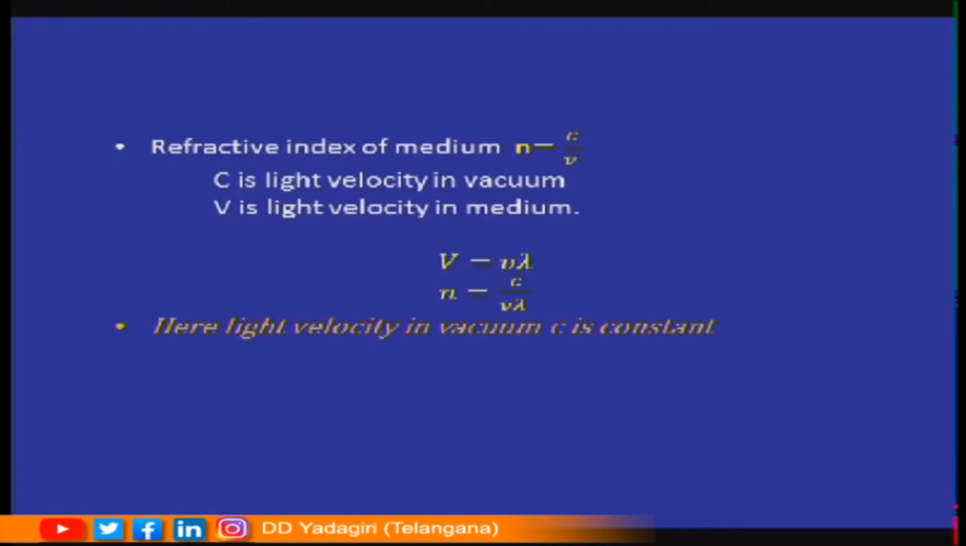So, the light velocity in vacuum is constant and the frequency of light does not change when it refracts. So, when we remove these two constants, you will get that the refractive index is inversely proportional to the wavelength. Refractive index is inversely proportional to the wavelength.